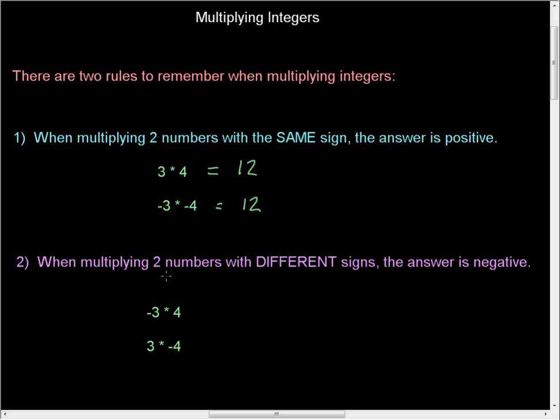When you're multiplying two numbers with different signs, the answer is negative. So you have a negative here, a positive here, you get a negative 12. And because multiplication is what they call commutative, meaning that you can reverse the order and not change the value, this doesn't change the value either. The sign can be on either number, doesn't matter. So those are the two main rules when you're dealing with multiplying integers.